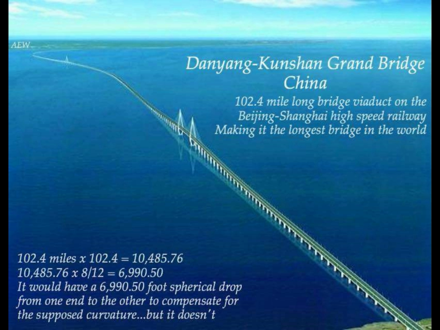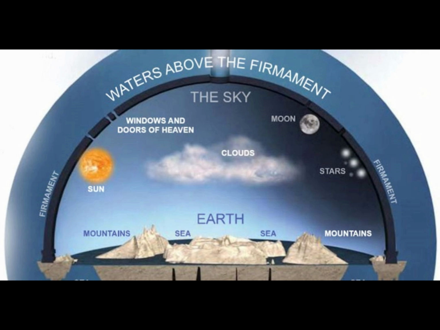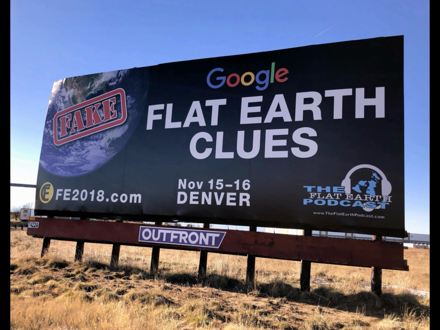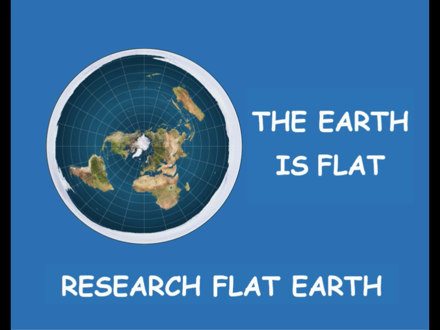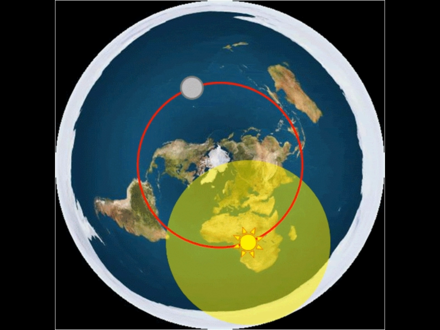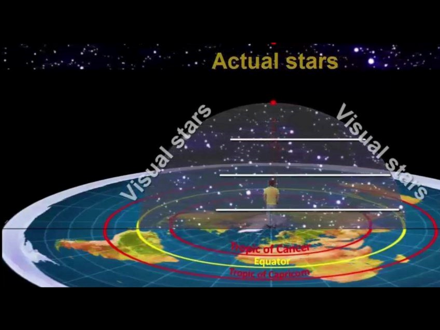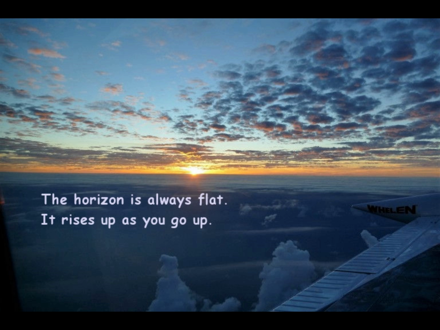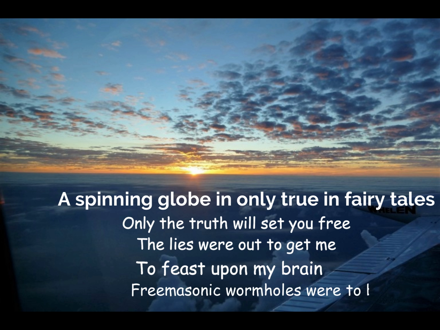A spinning globe is only true in fairy tales. Only the truth will set you free. The lies were out to get me, to feast upon my brain. Freemasonic wormholes were to blame. Then I saw the way. Now I'm a flat earther. There is no curve, no globe in my mind. The earth is flat. Yes, we're the believers. Don't heed the deceivers, those who lie.